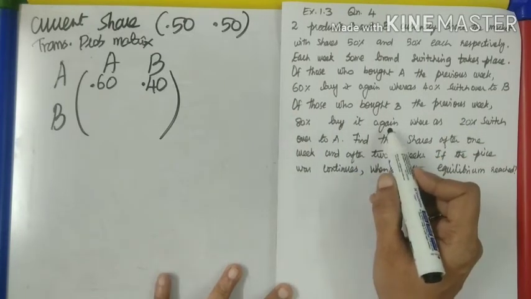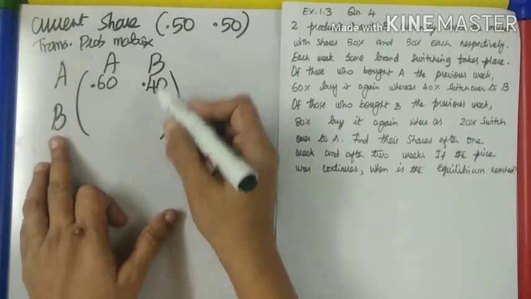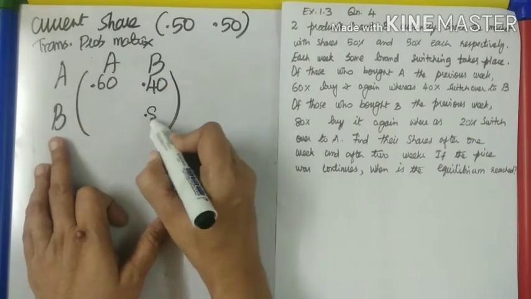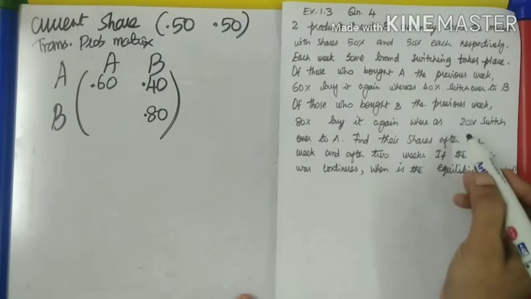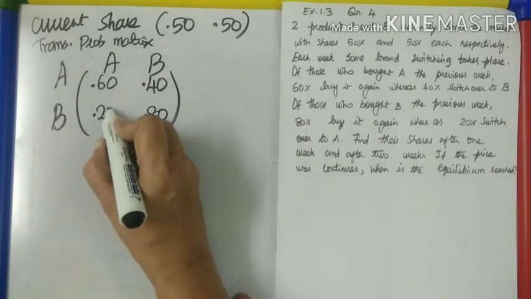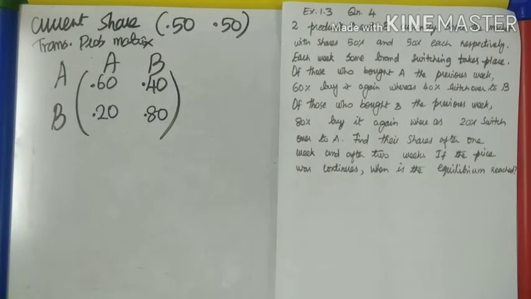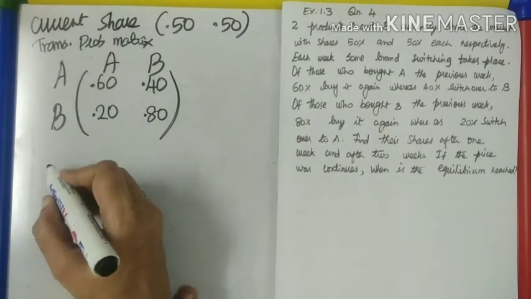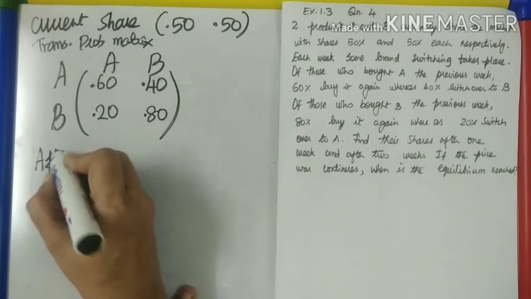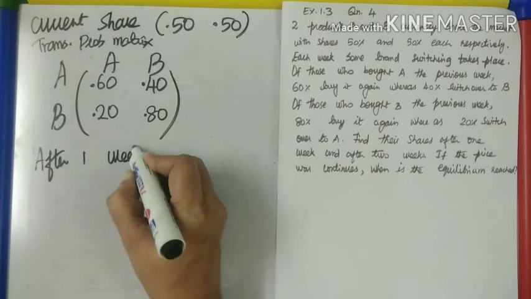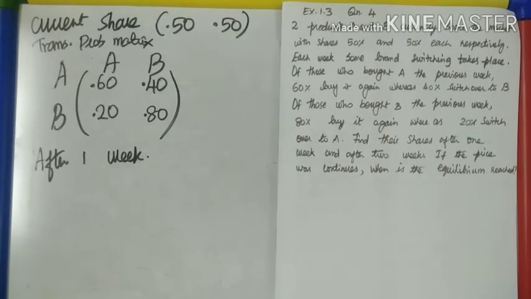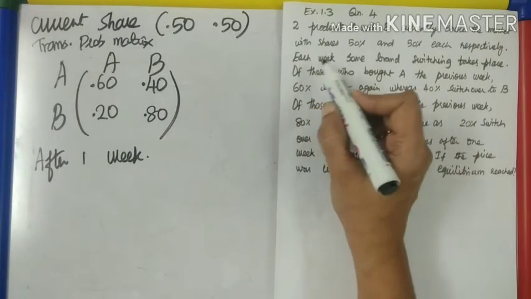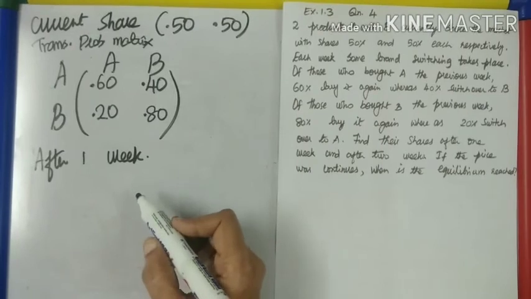Of those who bought B the previous week, 80% buy it again. So where should I write? In this place. B again B. What percentage? 80%. So what is the remaining? 20. So only 20 is switching over to A. Now the question is find the shares after 1 week. So this is current share. This is transition matrix and I want after 1 week. See, sometimes switching takes place in years, sometimes switching takes place over months, but this question they have given each week. So after 1 week, what happens?